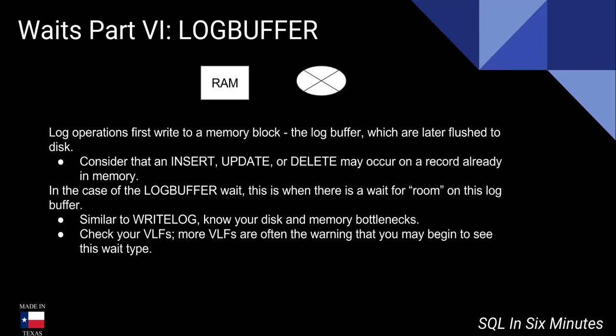And so one of the things that you definitely want to look at here is your disk and memory bottlenecks, similar to the write log wait type. Probably the most common that I've seen relates to a disk bottleneck. For instance, in an OLTP environment, your fastest disks or your faster disks need to be handling your log for sure. It's very important because of the type of environment that you're in. It's not quite the case with an OLAP environment.